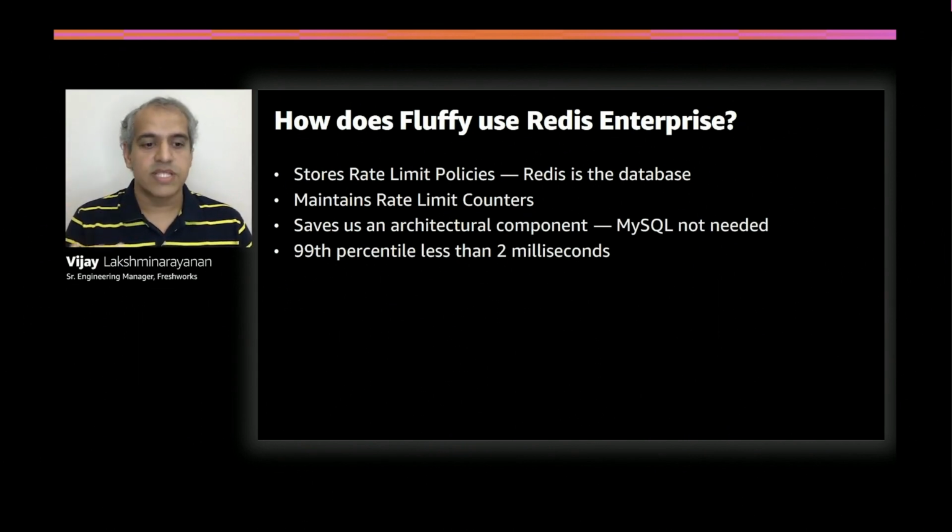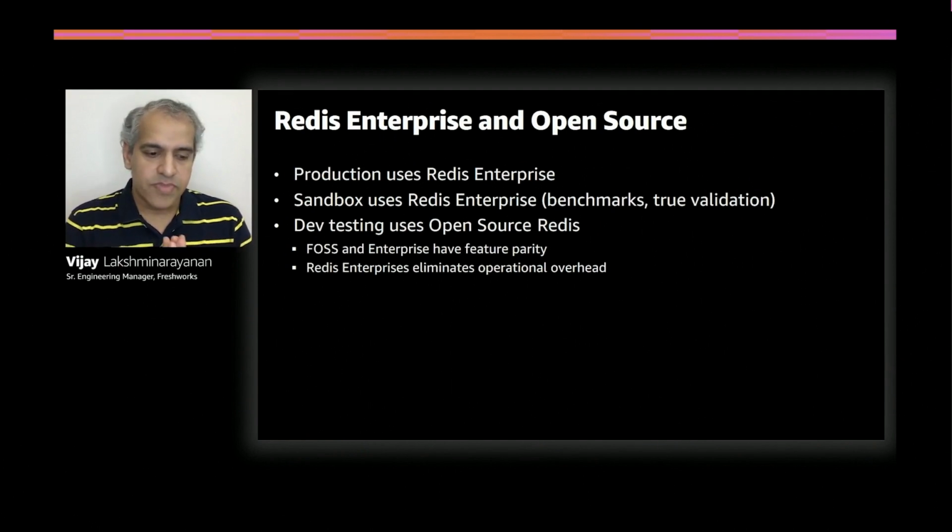Now, everyone knows that the reliability of your system is inversely proportional to the number of components you have. So the fewer the components you have, the higher your reliability. And highly available Redis has meant that we have one less architectural component, and that means we are that much better off, even monetarily we save money, and in terms of reliability we can sleep a little better, right? So this is kind of how we use Redis right now.